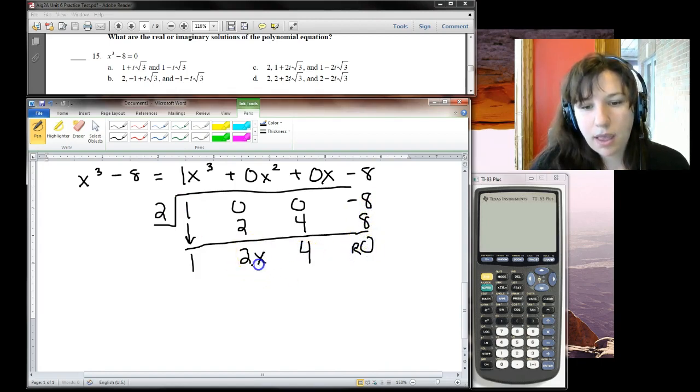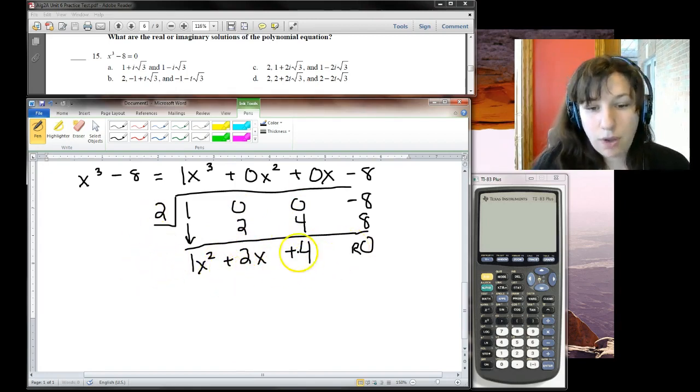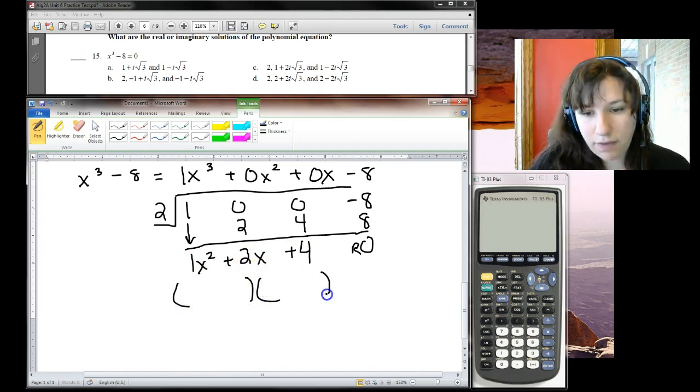Here's my number, x squared. So these are positive. 0 plus 4 is a positive 4. 0 plus 2 is a positive 2. So I'm going to keep going with this. Let's try and see if I can factor it first. x times x is x squared. 2 times 2 is 4. And that does not add up to 2. So I can't factor it.